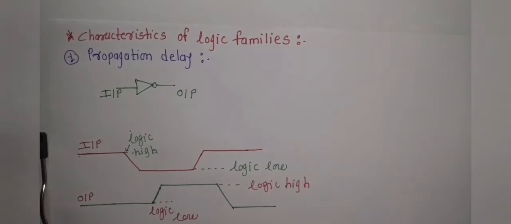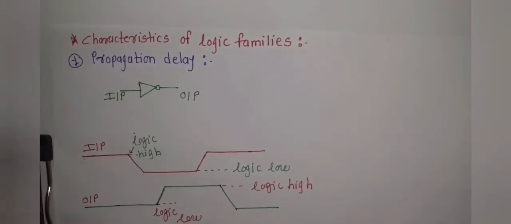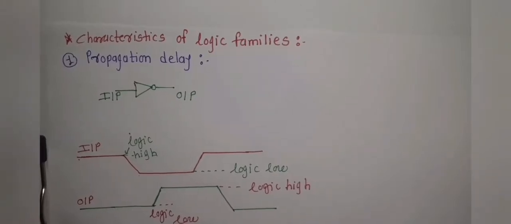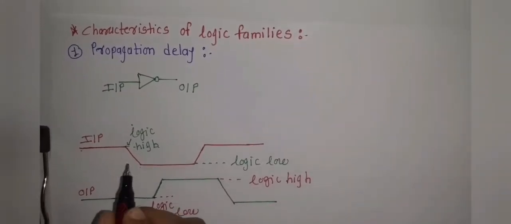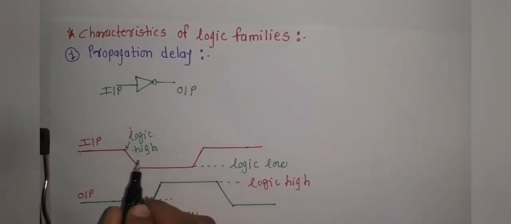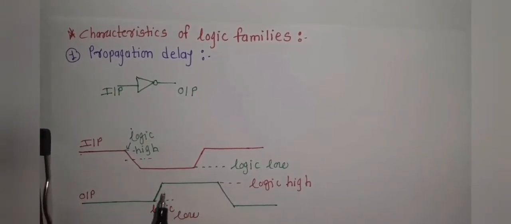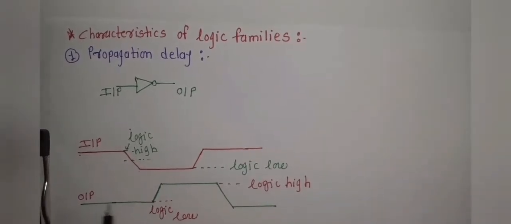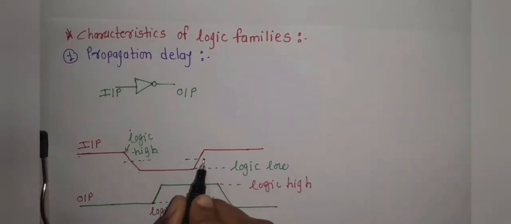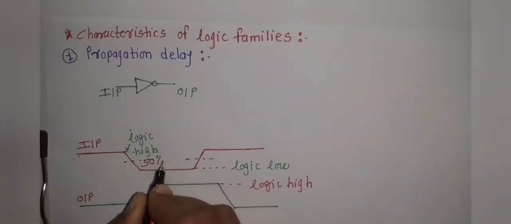The delay time or propagation delay is measured between the 50% voltage level of the input and output waveform. So what is meant by 50% voltage level? This 50% voltage level means the voltage at which input goes from logic high to logic low and output goes from logic low to logic high. This level is called the threshold voltage, meaning 50% voltage.